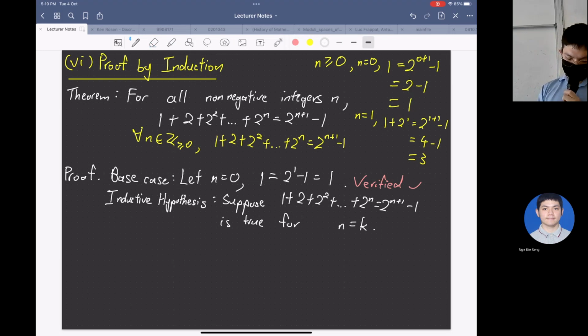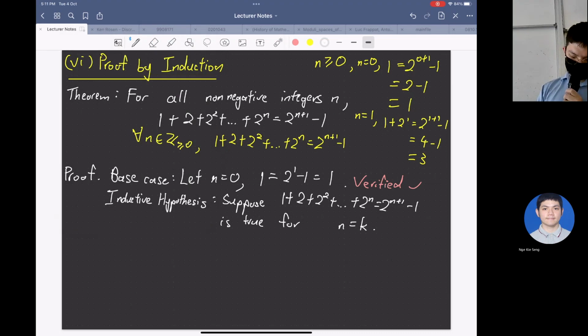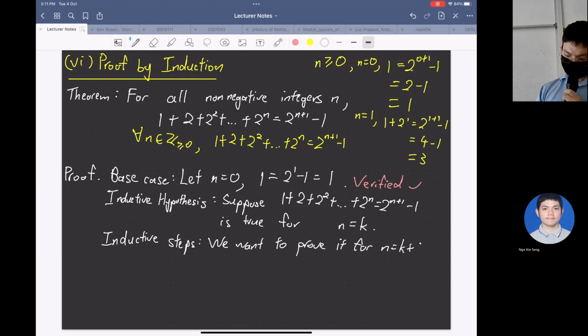And then the inductive step. So these 3 steps you need to memorize again: base case, inductive hypothesis, and inductive step. The inductive step is where you need to do work. We want to prove it for n equals to k plus 1. We assume k and then prove it for the next one, k plus 1.